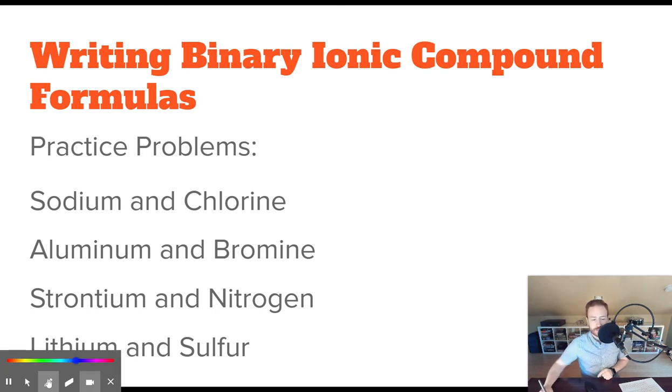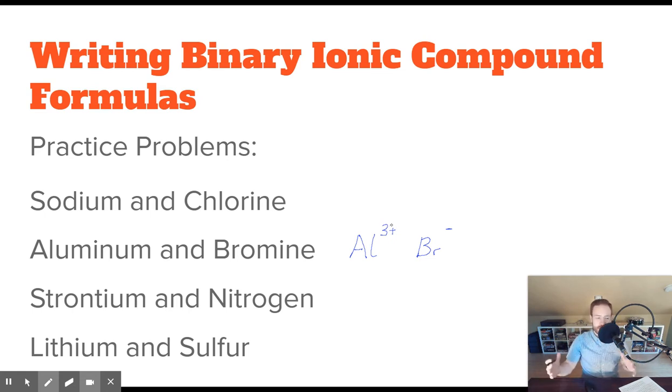So aluminum is Al. And if we find aluminum, it's in the column with 3 valence electrons. So aluminum likes to form a 3 plus ion. Bromine is one of the halogens, and it likes to form a 1 minus ion. So now, how many of these two things will need to come together in order to form a neutral charge? Well, it's not going to be one of each, because we have something that forms a 3 plus charge and something that forms a minus 1 charge. And so if you brought one of each together, you'd still have 2 plus charges left over.